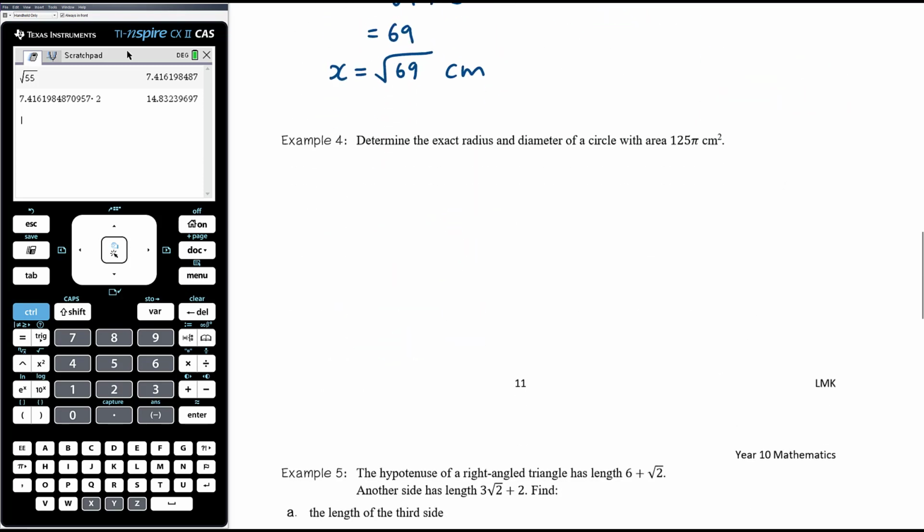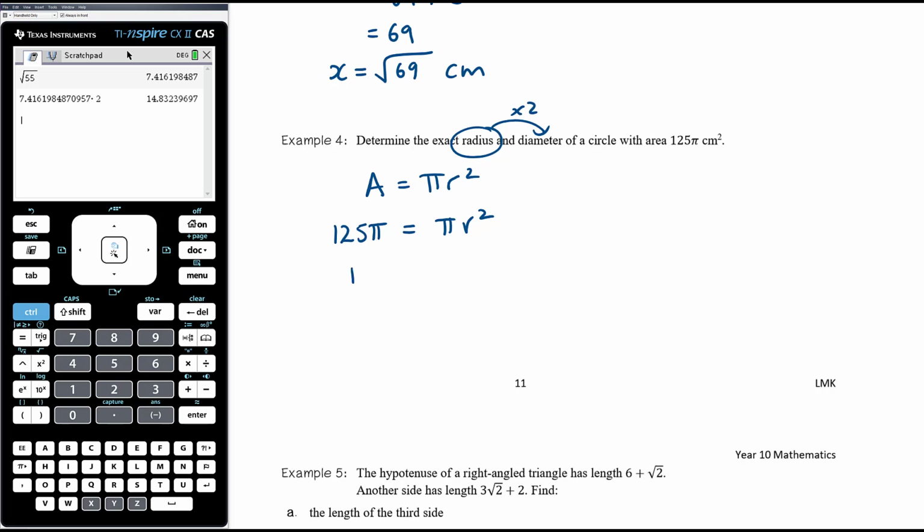Okay, example 4. Determine the exact radius and diameter of a circle with an area of 125 centimetres squared. For a circle, area is pi r squared. In this case, we know that the area is 125 pi, and that's going to be equal to pi times r squared. So we want to solve this equation for r to find the radius. Once we've got the radius, we can double it to find the diameter.